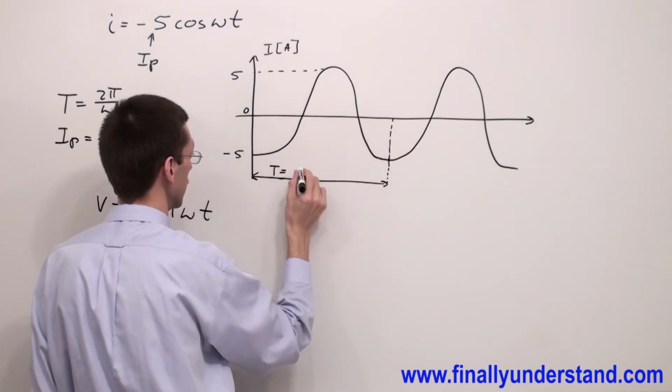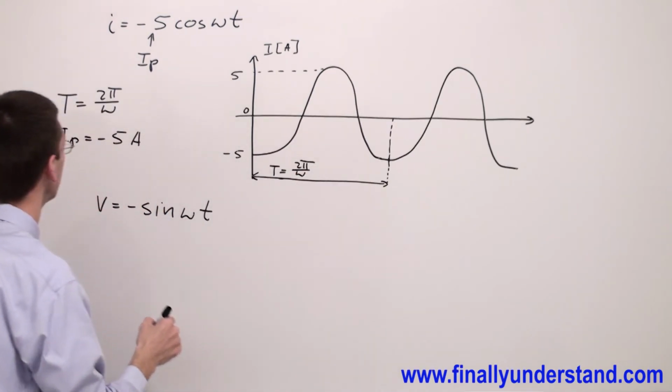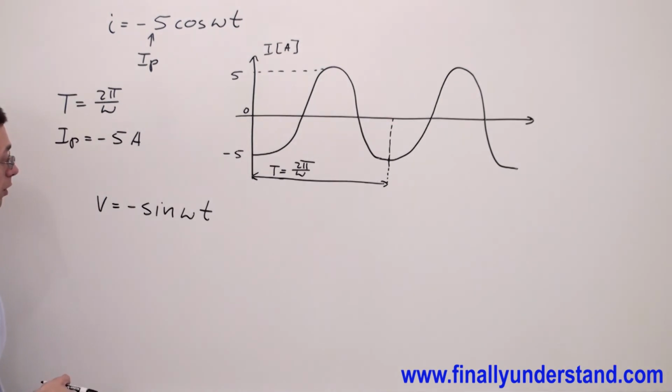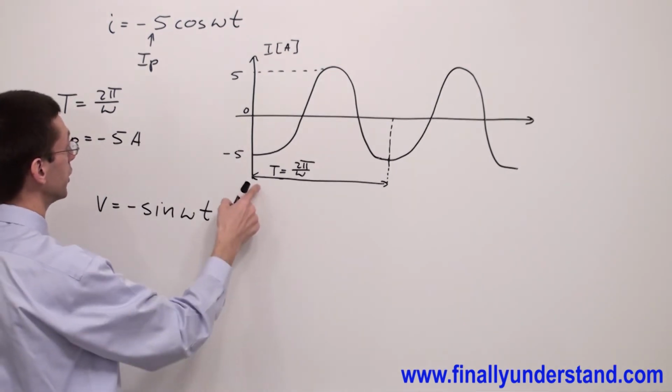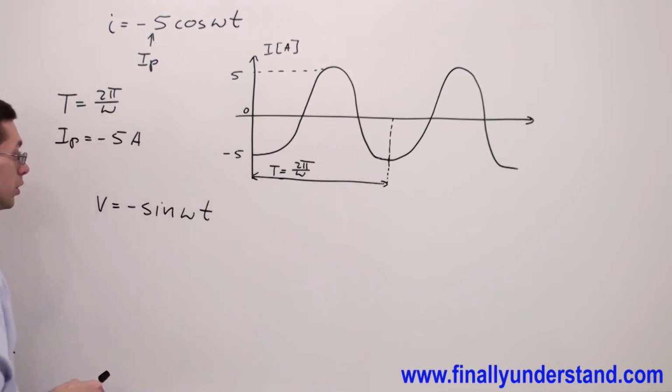T is equal to 2 pi over omega. I got 2 pi over omega because I do not have any numerical value of my omega. So this is the period, I peak, and I got 2 cycles. This is the solution to my problem.